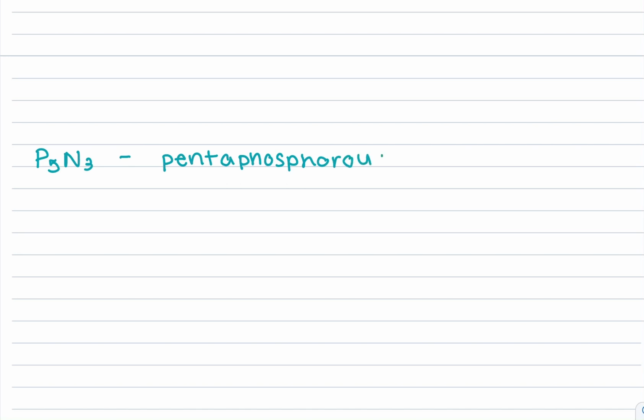And then our second one, which is our nitride, we have 3. And our prefix for 3 is tri. So we have pentaphosphorus tri, ni, and then it ends with IDE. So just like that. Next one, let's take a look at SiF4.